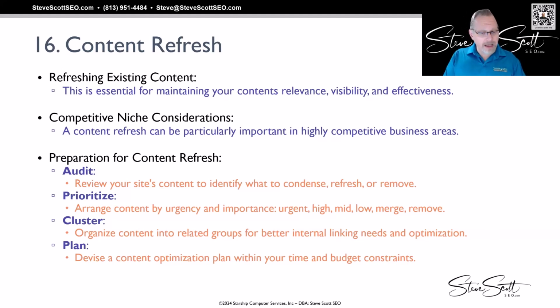We want to prioritize as well by arranging that content that we have by urgency, right? And importance. Is it urgent? Because maybe it's out of date, maybe the value isn't there anymore. Make it high, mid, low, maybe merge with something else, or maybe remove it. So, get a listing of your content, of your pages. You can use a spider like Screaming Frog or other tools to actually get all of your URLs and then begin a plan to do these things.